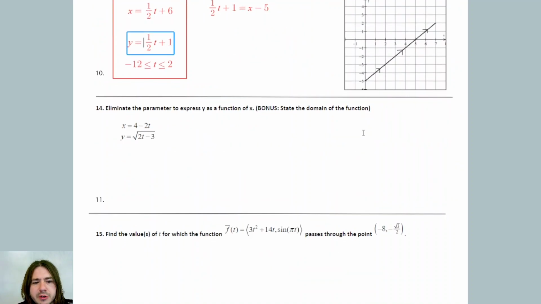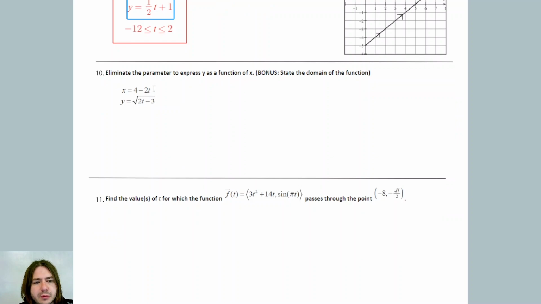It says eliminate the parameter to express y as a function of x. So pretty simple here. What we need to first do is rewrite this so that we have t isolated in terms of x. So if x is 4 minus 2t, we're going to start by subtracting 4 on either side. So minus 4, 4 minus 4 is 0. And then divide both sides by negative 2. So we have negative 1/2 x, and then negative 4 divided by negative 2 would be positive 2. So here's what t equals in terms of x.